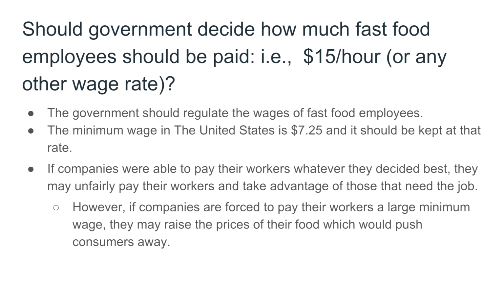If the government were to force restaurants to pay their employees $15 an hour, it could cause the company to have less money, and they may just hire fewer workers rather than pay the same number of employees. For these reasons, the government should not regulate how much money fast food employees make.